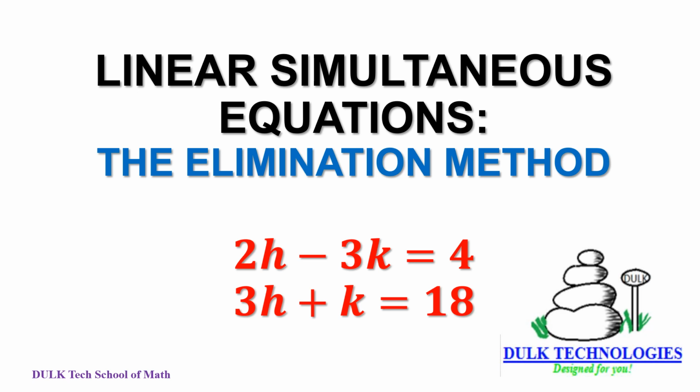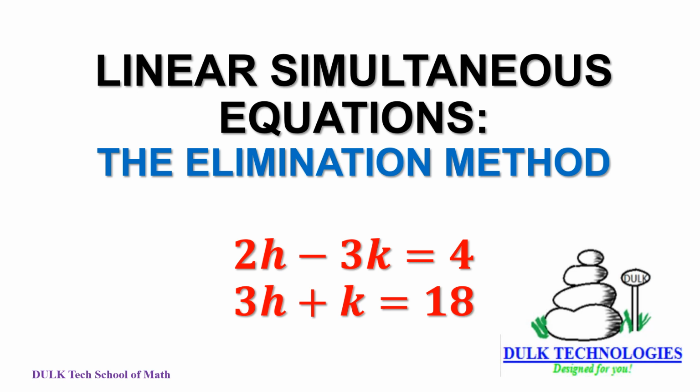Right, today I want to talk about linear simultaneous equations. Simultaneous equations are just a system of at least two equations with at least two unknowns. So we'll be solving for several unknowns using several equations. In this case, I just want to talk about two unknowns in two equations using the elimination method. I've already posted something on the substitution method, another way of solving simultaneous equations.